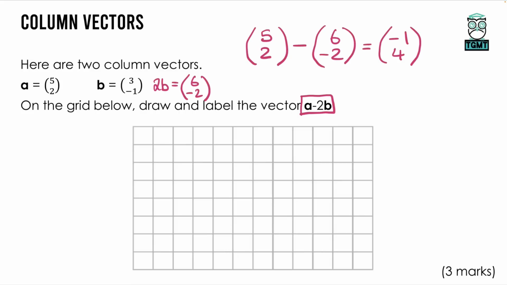Now I need to draw and label this vector. So I need to pick a point where I can go left by 1 and up by 4. So be careful where you put it. If I put it here, look, by the time I go left by 1, I can't then go up by 4.